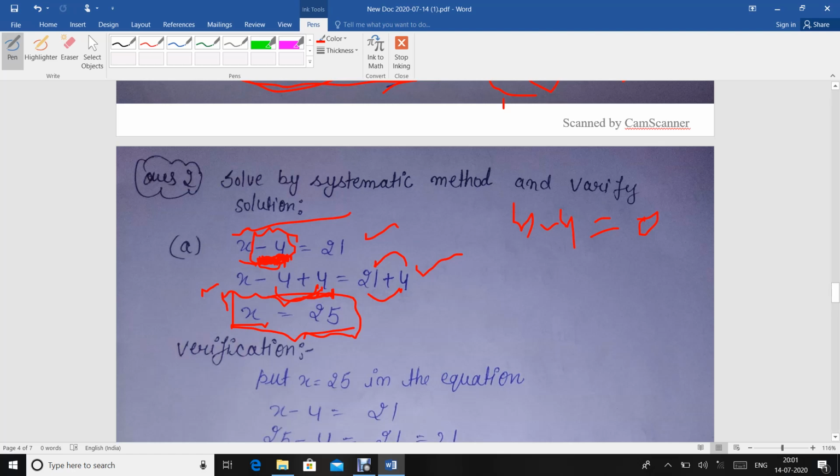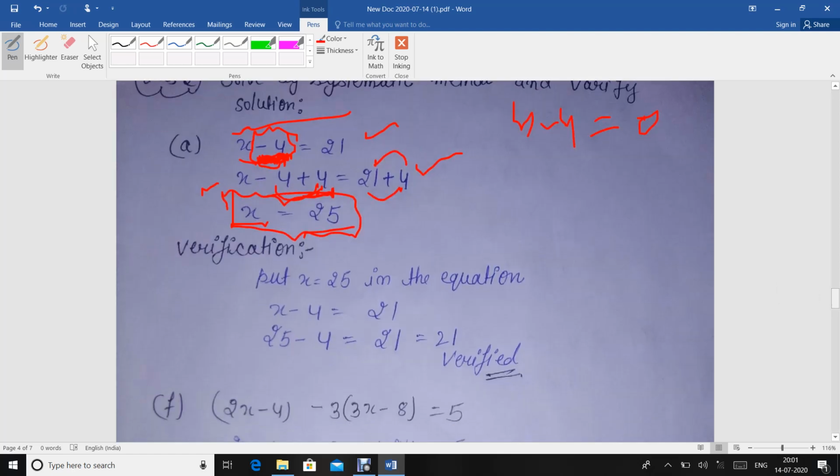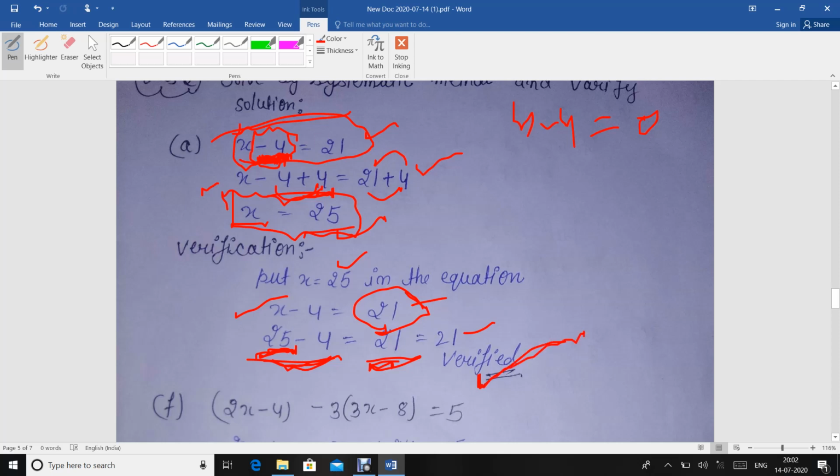Now let us verify this value, x is equal to 25. To verify this value, you need to put the value of x in the equation. The equation is x minus 4 is equal to 21. Now you need to put 25 in the place of x. Here 25 minus 4, and we know that 25 minus 4 is equal to 21, which is present on the right hand side. So left hand side is equal to right hand side, which means the solution is verified.